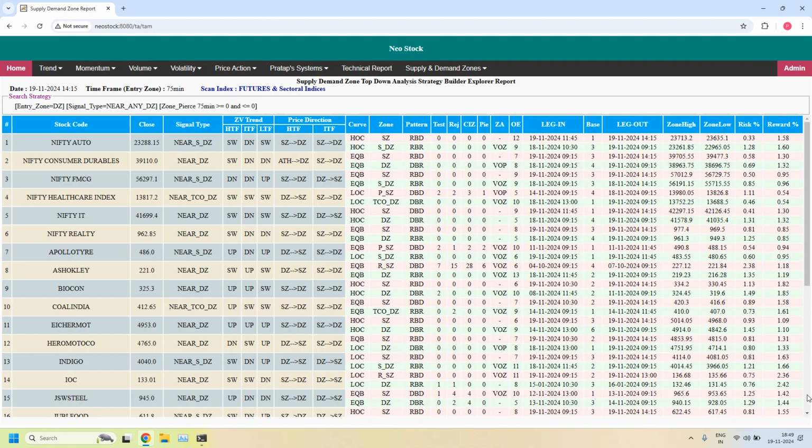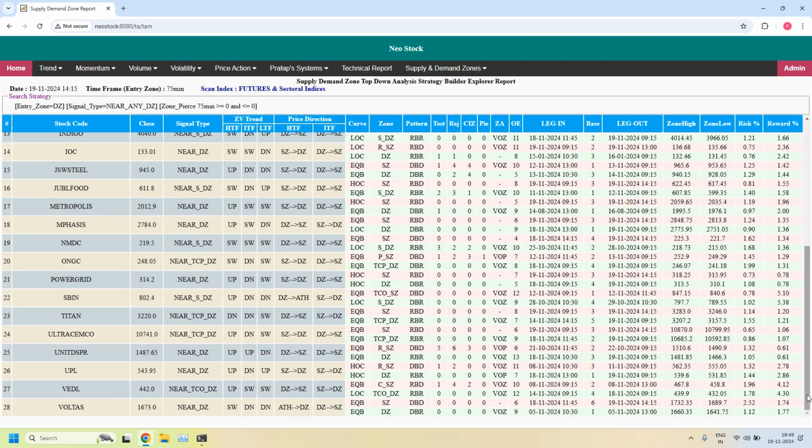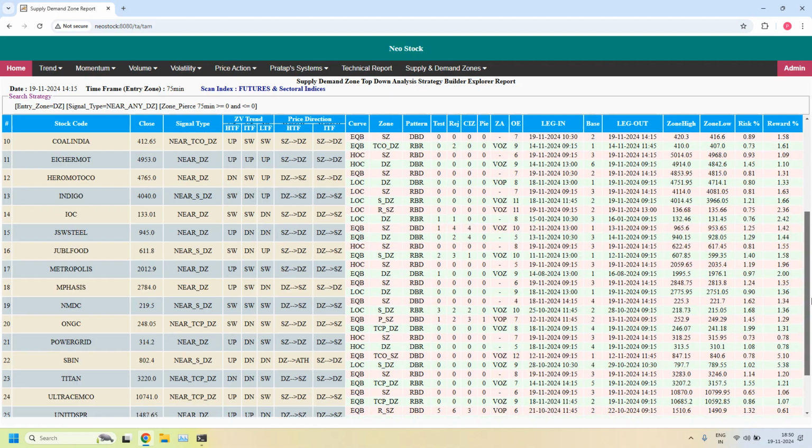Still we got a big list. These are the first 15 stocks. I am scrolling the list down. So total 28 stocks are filtered, having price near to the 75 minutes demand zone. In these 28, there are high liquidity zones available.